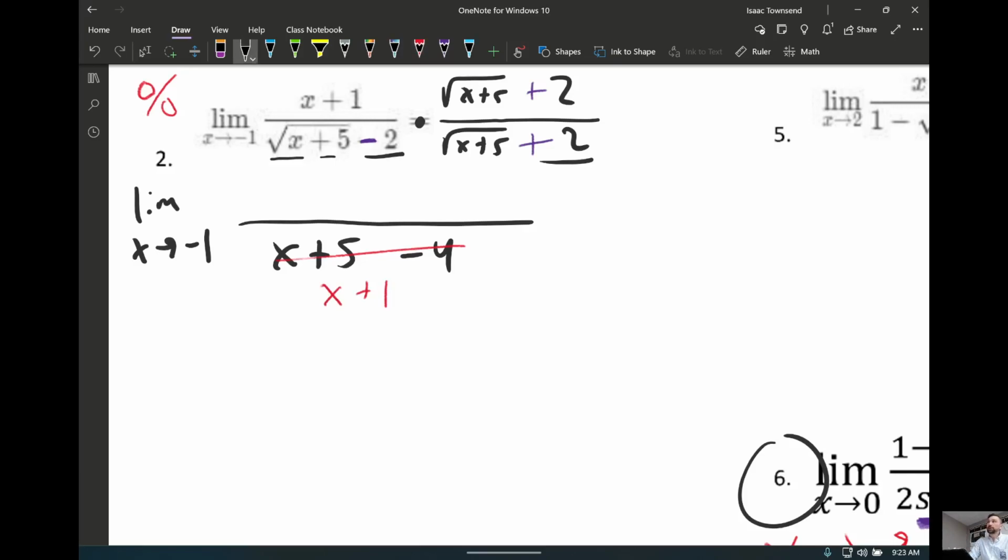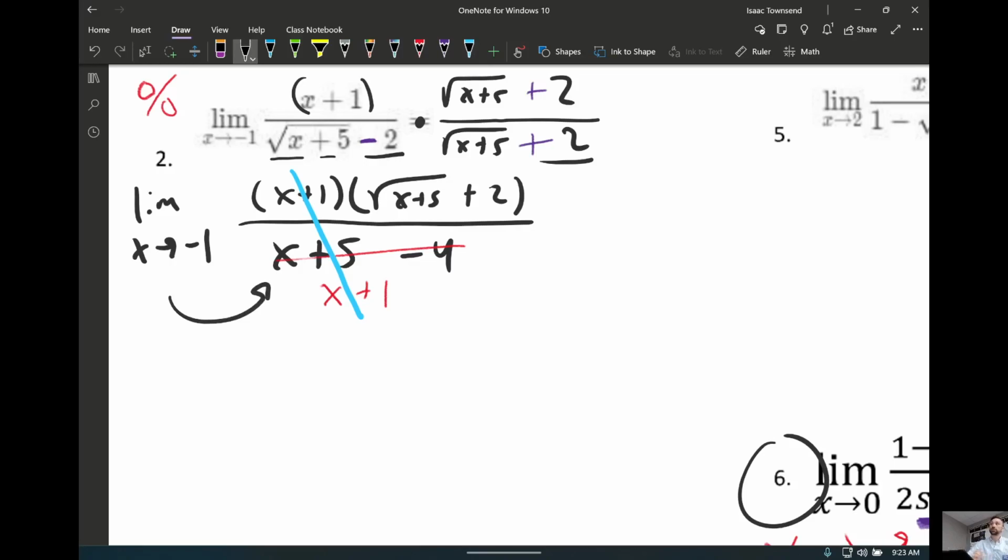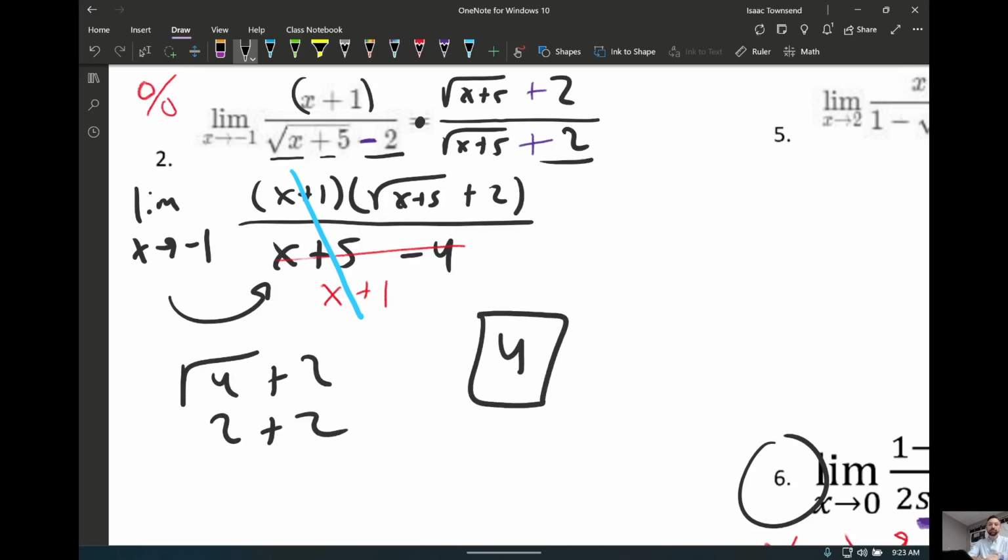Now when I look at the numerator, I guess I could FOIL these together, but I'm going to want an x minus 1 to cancel out anyway. So I'm just going to leave it x plus 1 times this stuff. I'm not going to actually FOIL it, because I want this stuff to cancel anyway. Now that something is canceled, direct substitution should work. Plug that in, we get the square root of 4 plus 2, which would be 2 plus 2, which should be 4. Is that enough? Yes, thank you.